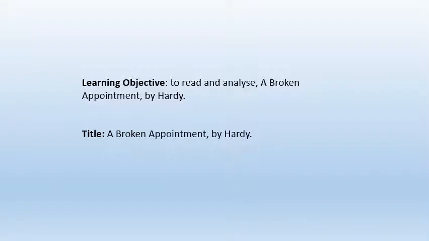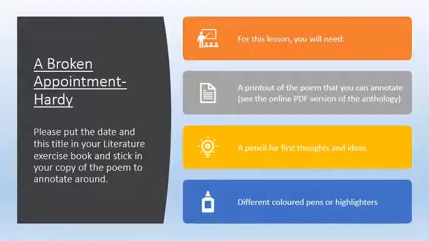Our learning objective today is to read and analyse A Broken Appointment by Hardy, and our title is A Broken Appointment by Hardy. So put that title into your books and then go on to the next slide. These poetry lessons are following the same pattern every time, so hopefully you're getting the hang of it by now. For this lesson you're going to need a printout of the poem, which I will attach to Class Charts. There is a PDF version online if you can find it, but don't worry, I'll attach it to Class Charts, a pencil as ever, and some different coloured pens and highlighters.